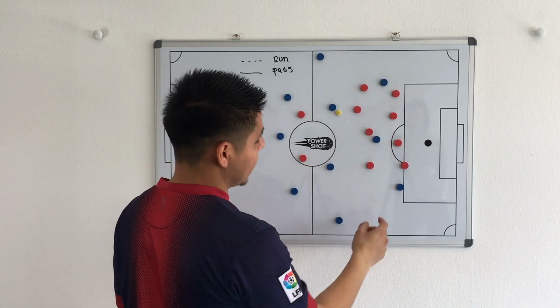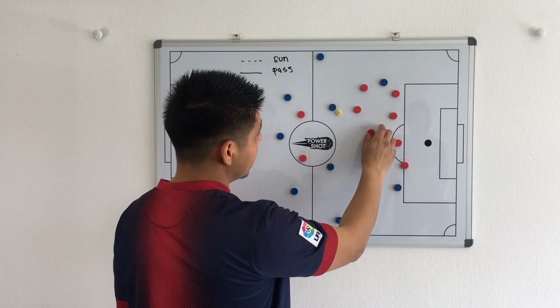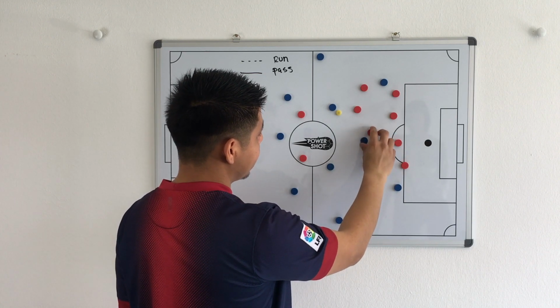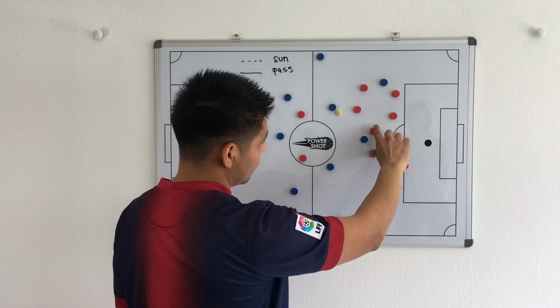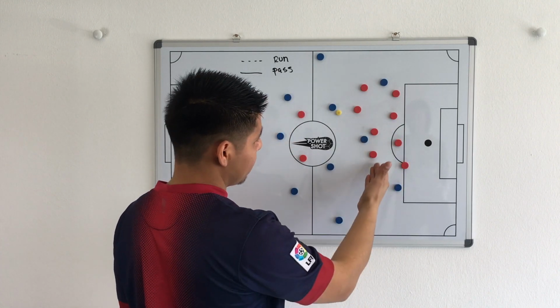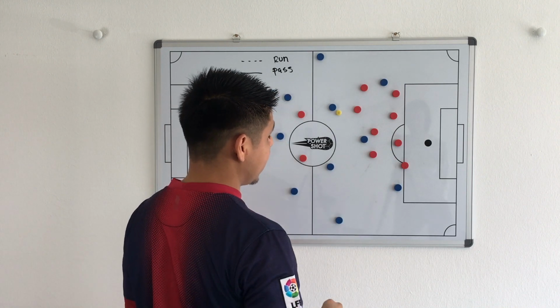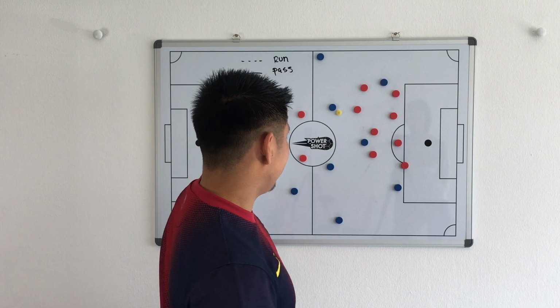Okay, but let's say we don't have that option. So now we use our false nine to try to open up and create space for this player. So now the false nine comes in deep. So now again we have the dilemma, or these two defenders here have a dilemma. So the left middle and the number 8 have a dilemma. They don't know who should pick up the false nine.